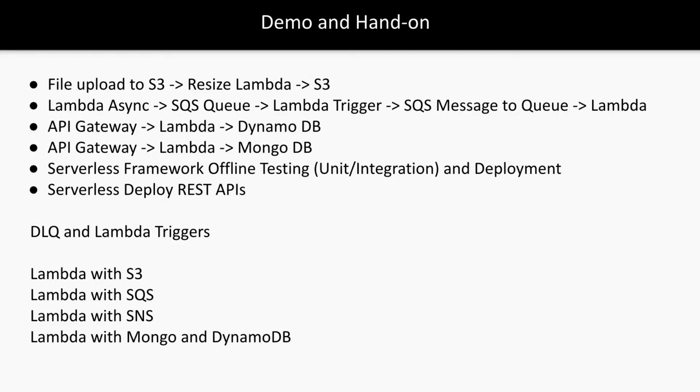So we'll do a lot of demos. It can be a simple file upload to S3, or resize: Lambda will resize it and upload it to S3 again. There can be asynchronous Lambda, like you push some message to the SQS, it will do a Lambda trigger and SQS will message that to somewhere else and Lambda will listen to that. Simple use cases: you have an API Gateway, you have a Lambda, DynamoDB or a MongoDB.